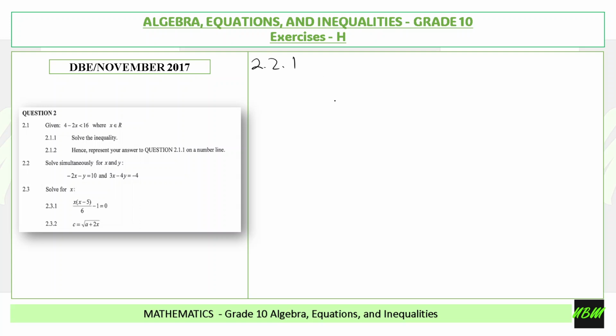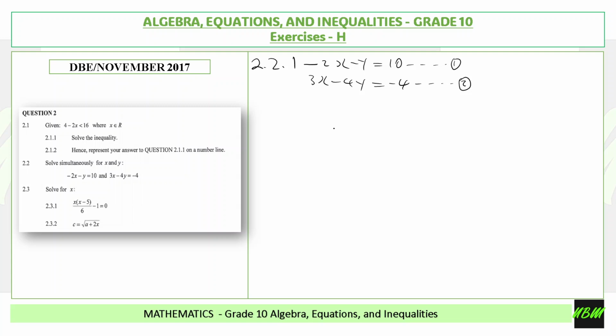2.2.1. We have to solve the two equations simultaneously. We are having minus 2x minus y is equals to 10. We will label it our equation 1, and we have 3x minus 4y is equals to negative 4, and we will label this our equation 2. Now, solving a linear equation simultaneously, we can do it in two ways, either by elimination or substitution.